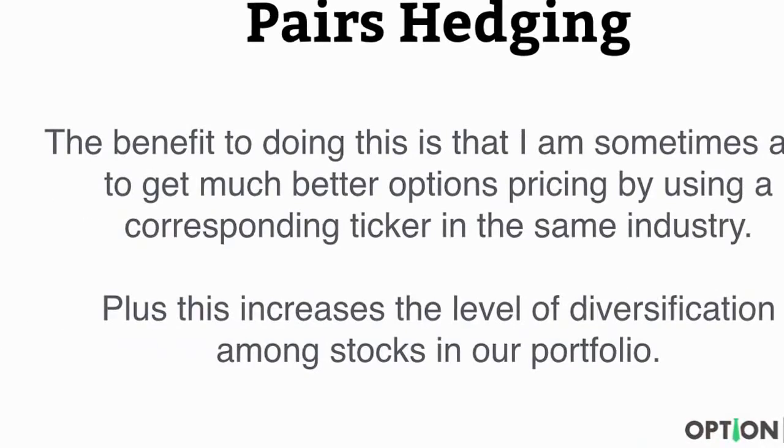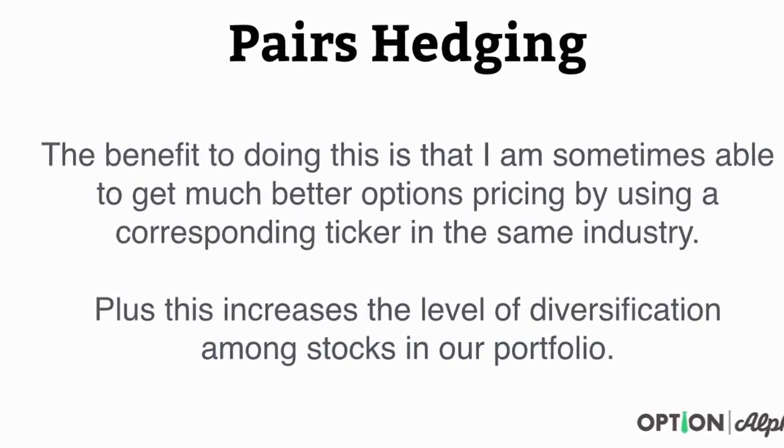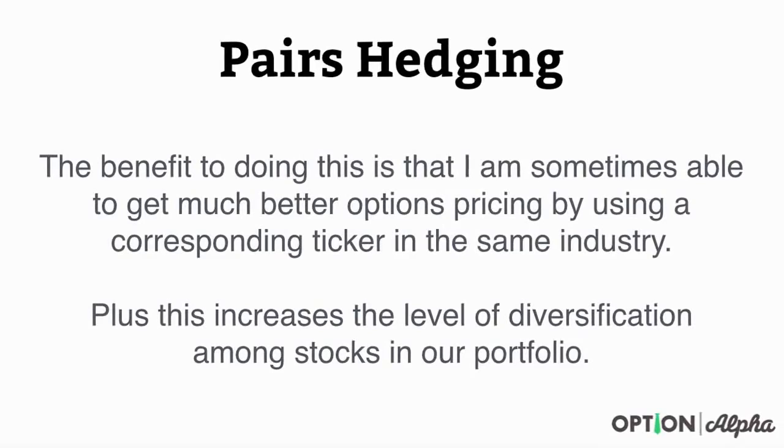So again, the big benefit to doing this is that I'm sometimes able to get much better pricing on something in a corresponding ticker in the same industry, like ExxonMobil or USO or GLD. Plus, this also increases the level of diversification among stocks in our portfolio. So now we don't have additional positions in Halliburton. Now we have that position split, and it's delta neutral, but it's across two different stocks that are in the marketplace that are very similar correlated. So it increases the level of diversification in our portfolio and the number of trades that we make.